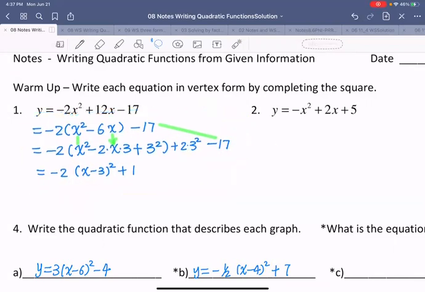Next. Vicky. Let's go ahead and do the completing the square, please. You want to take a negative for the first two terms, okay?